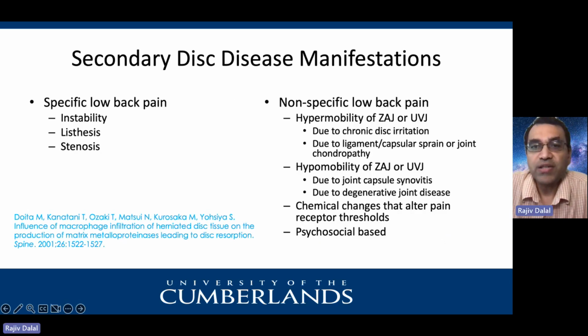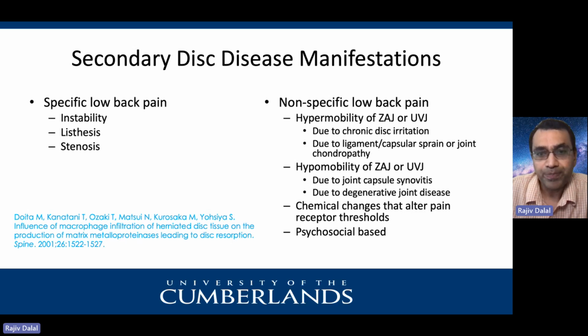Now, secondary disc disease, its manifestations can be a little bit more complex. So it occurs mainly in two ways. One is what we call specific low back pain, and the other is what we call non-specific low back pain. And so specific low back pain occurs in three main ways. You'll have a patient present with instability in the lumbar region. They may have a listhesis or a slippage of one vertebrae on the vertebrae adjacent to it. Or they could present with stenosis, which is a loss of foraminal space, within that central canal. Now, those are specific forms of low back pain.